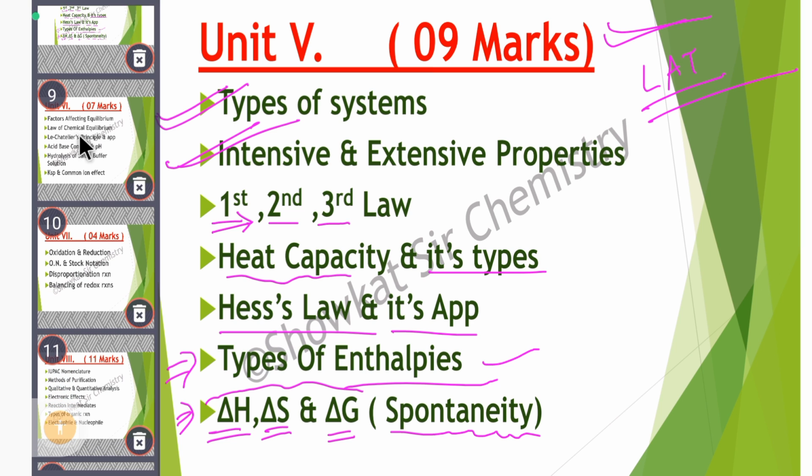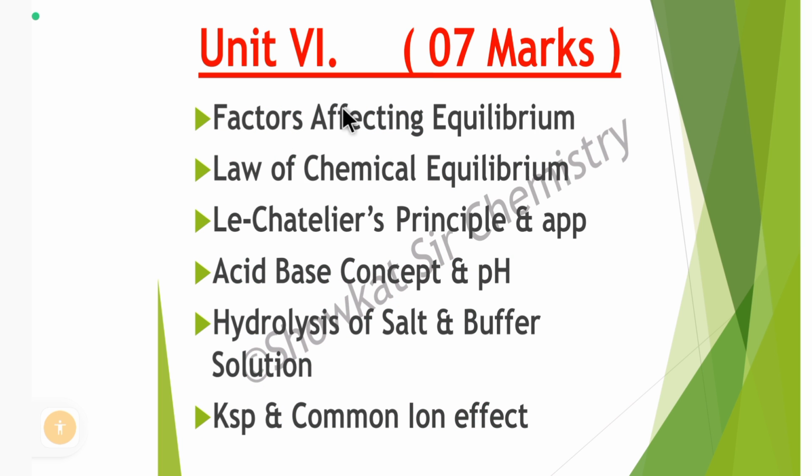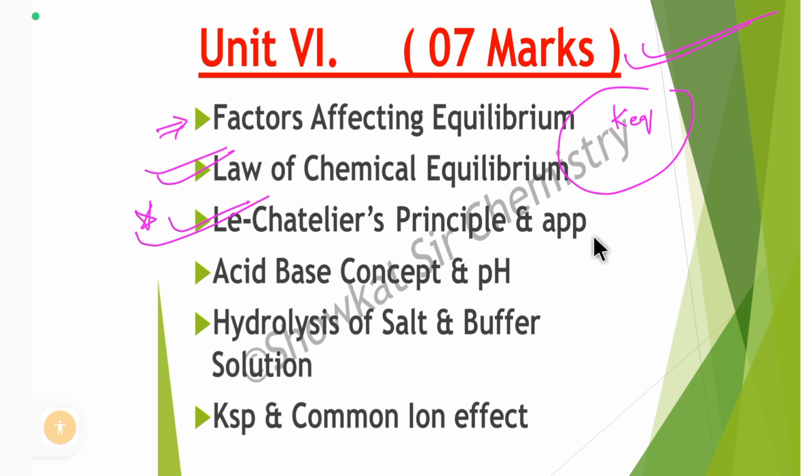Okay, next we have the 6th one. The 6th one is your unit 6, that is equilibrium. It carries 7 marks, right? So here the topics which are very important are the factors affecting equilibrium. Similarly, equilibrium constant, law of chemical equilibrium, similarly law of mass action you will study here. And this is very, very important, that is Le Chatelier's principle, its application, right? I told you that application based questions and HOTS will be asked from such topics. So Le Chatelier's principle is very important. You will study it in detail.